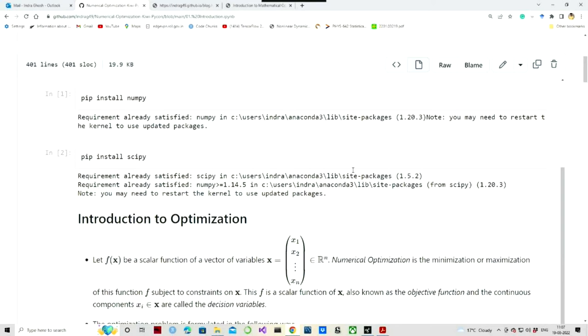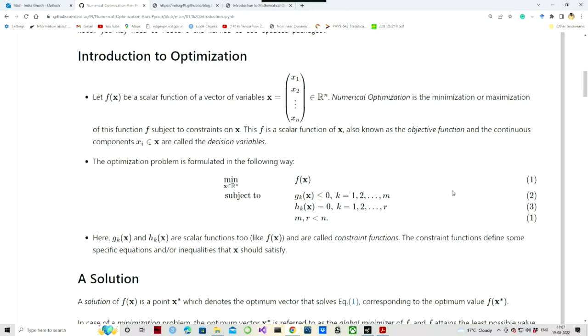Okay, so introduction to optimization. What is optimization actually? Given a function f, suppose it's a scalar function. We will deal with scalar functions for this tutorial. Scalar function in the sense that whatever we input, it will always output a single value, a scalar value. So let f(x) be a scalar function of a vector of variables.